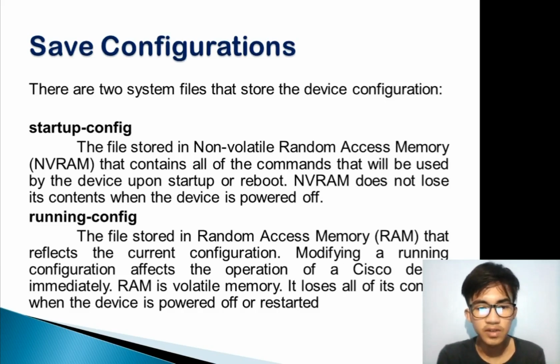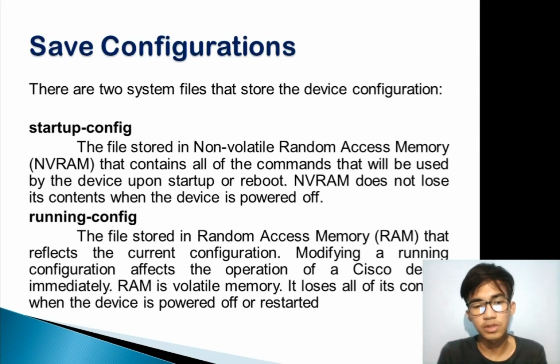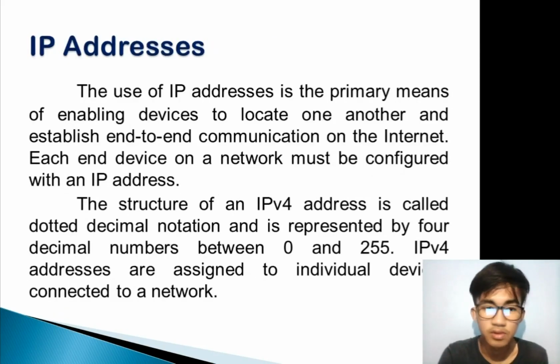The running config is the file stored in random access memory that reflects the current configuration. Modifying a running configuration affects the operation of the Cisco device immediately. RAM is volatile memory. It loses all of its content when the device is powered off or restarted. So that's the difference between NVRAM and RAM. NVRAM does not lose its contents, but RAM loses all the contents when the device is restarted.